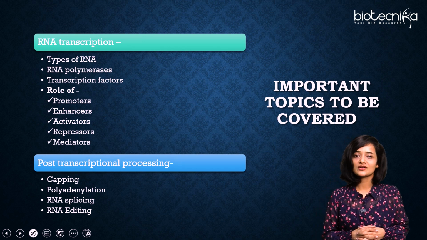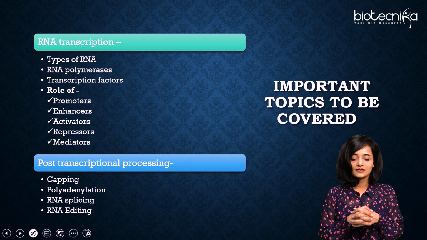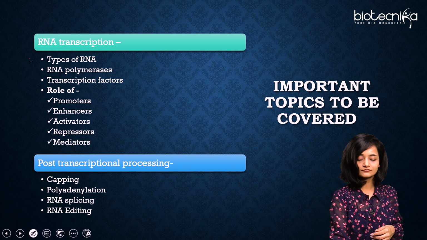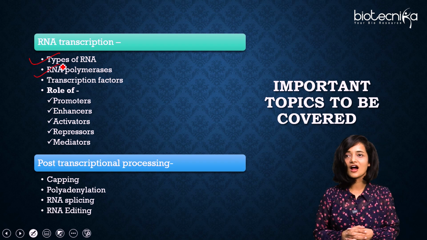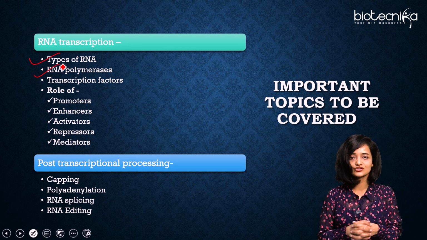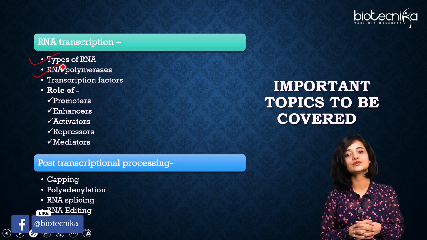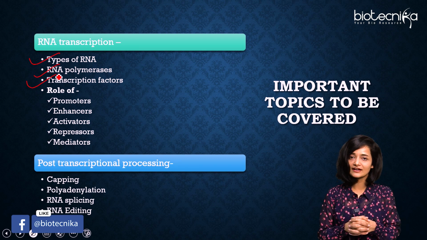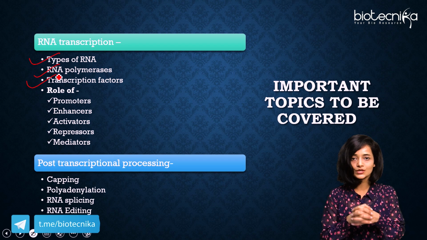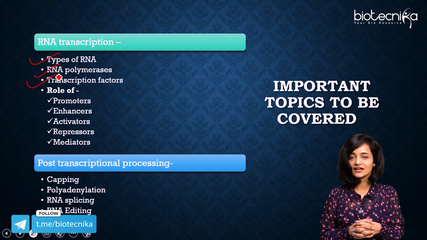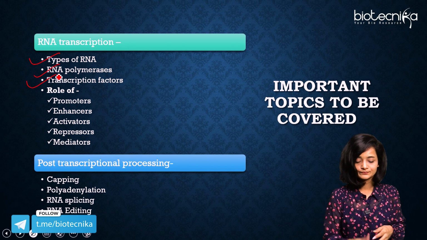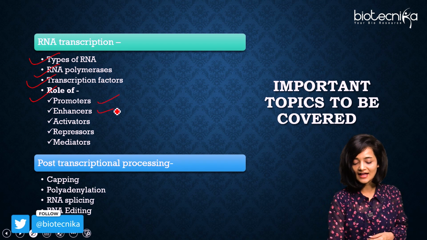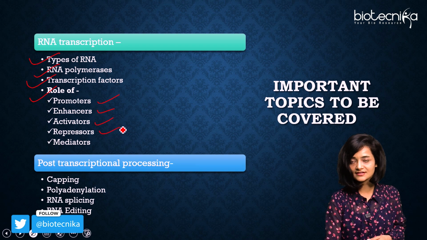Then comes RNA transcription. In this, you need to study the types of RNA in the cell. Second comes the RNA polymerases and their structural components involved both in eukaryotes and prokaryotes. Third is the transcription factors involved, what is their sequence of events and what are their different roles. Then comes the role of promoters, enhancers, activators, repressors, and mediators.